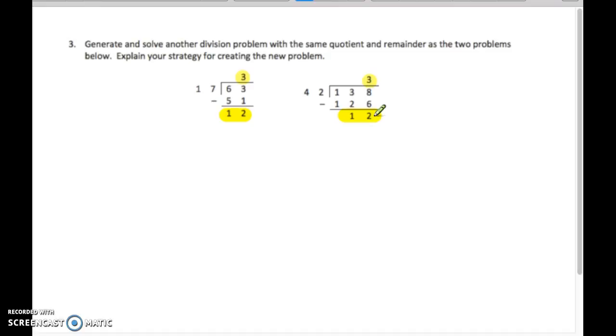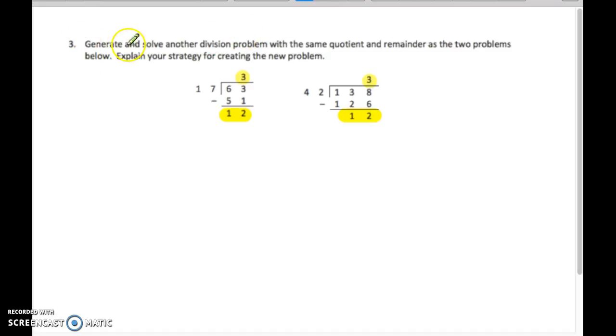So we can make any question we want as long as our answer is 3 and we have a remainder of 12. Now this is a little tricky because what that means is we can't divide by anything 12 or smaller. You'll notice that both the numbers we're dividing by here, 17 and 42, are larger than 12. And that's because if we're going to have a remainder of 12, our divisor has to be greater than that. Otherwise, we wouldn't be able to have a remainder of 12. If we were dividing by 12, we could make one more group. If we were dividing by 8, we could make another group and have 4 left over, and so on.